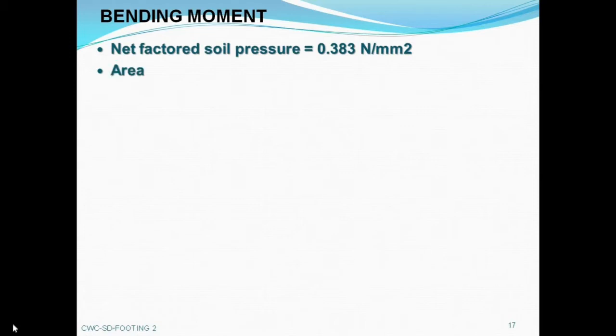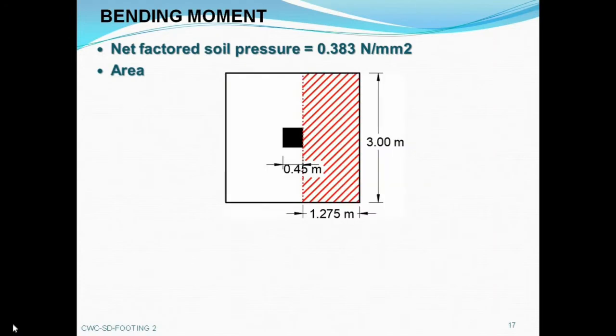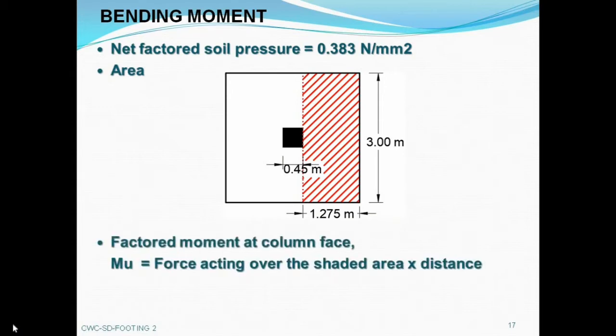Let's calculate the bending moment now. We know the net factored soil pressure is equal to 0.383 Newton per mm square. Coming to the area, in the figure, the shaded area refers to the area on one side of the critical section. So we have to consider the force acting over this area. The factored moment at the column face can be calculated by multiplying the force acting over the shaded area by the distance of the force from the critical section.